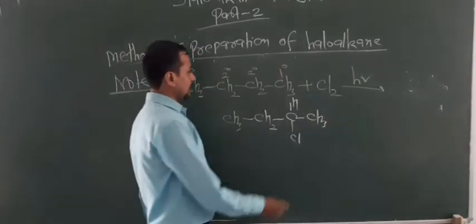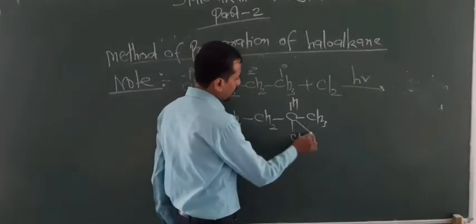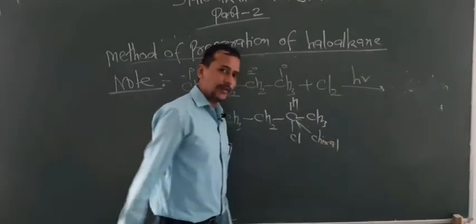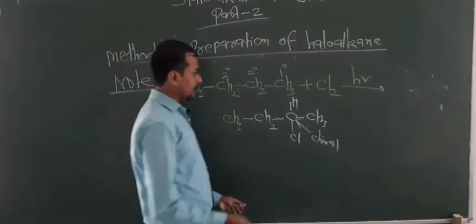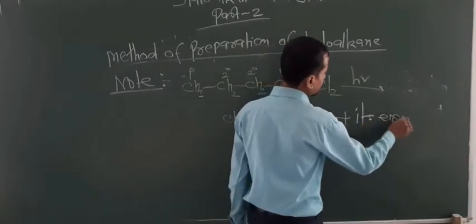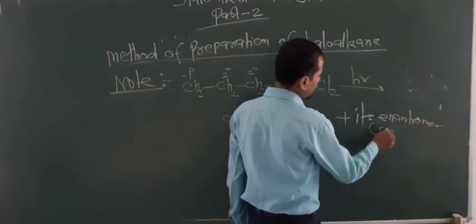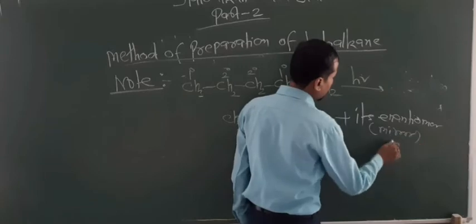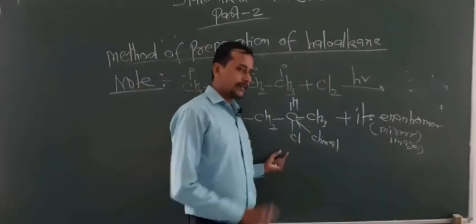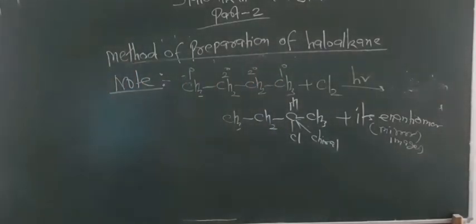This I also told you, this carbon contains 4 different groups or atoms. So that's why this carbon is known as chiral carbon, and this can form optical isomers. So that's why this and its enantiomers. What are the enantiomers? Mirror image is known as enantiomers. That means if it is D form, its mirror image is L form. So this type of questions may also arise.